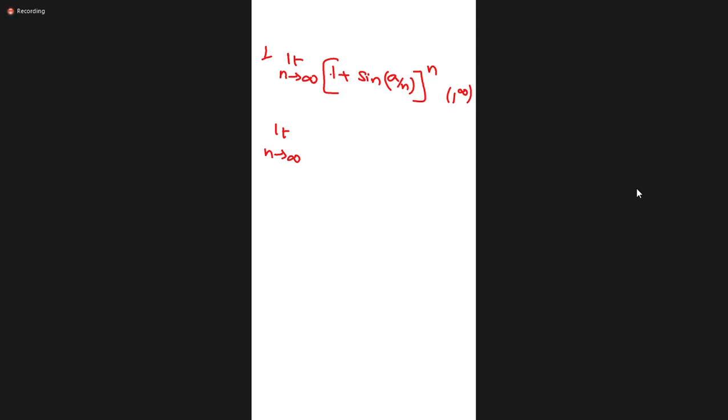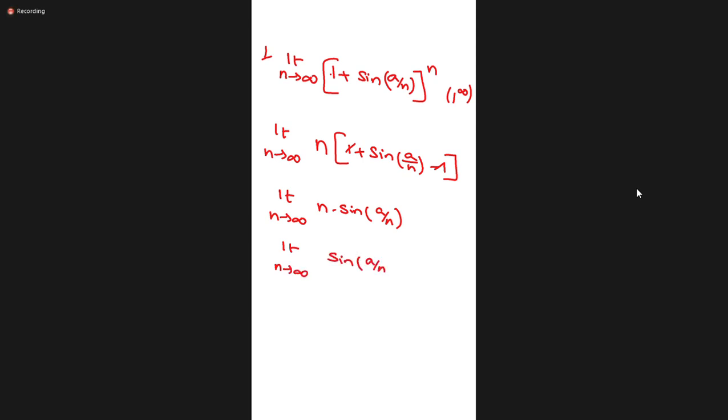So what is the formula I told you? g of x into f of x minus 1. You simplify this part first. So 1 cancels. Limit n tends to infinity, n into sin a by n you got. Next step, limit n tends to infinity, sin a by n divided by 1 by n. You write it like this, shifting n to the denominator.